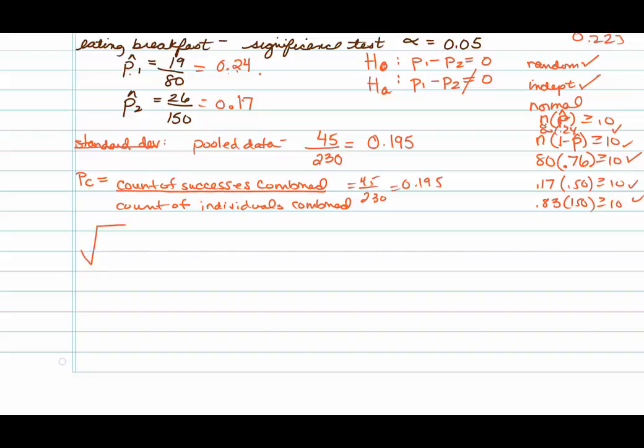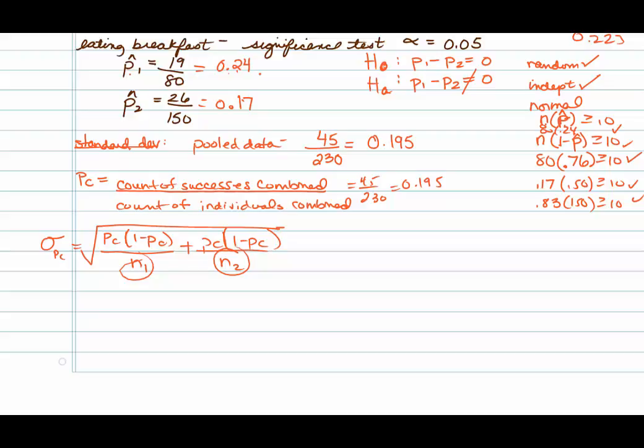The standard deviation formula is PC and then 1 minus PC over the count for the first one, plus PC 1 minus PC over the count for the second one. So it's a little bit different than what we've been doing because you don't put each individual one within there. You use the combined, the pooled information for both of those, except for the ns. The ns you keep separate.